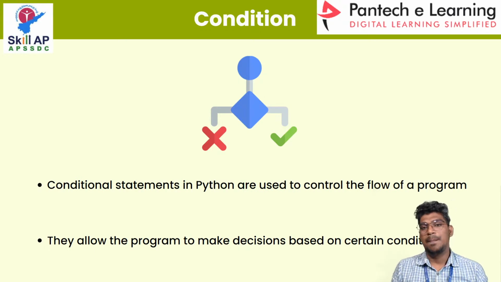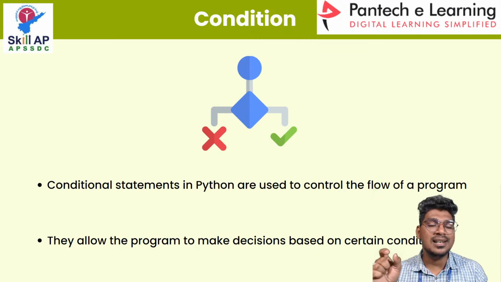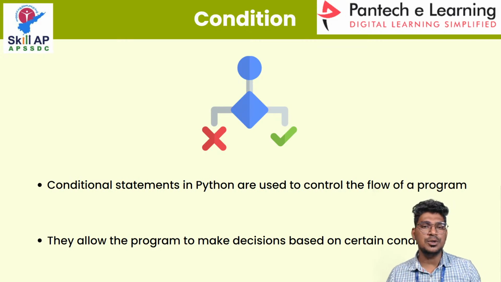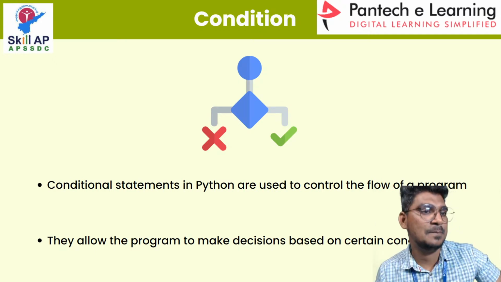So this is the way the conditional statement is going to be executed. That is nothing but controlling the program based on a certain condition. If the condition is true, that particular block is going to be executed. If the condition is false, the other block is going to be executed. This is the way the process works.